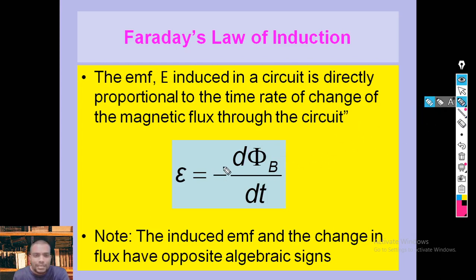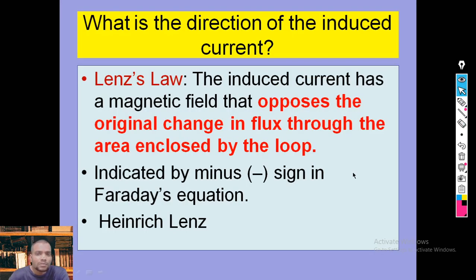Here the very important thing is the negative sign. Today I am going to talk about this negative sign. It is tricky but it is easy. The negative sign shows that the induced EMF and the change in the magnetic flux have opposite sign. To know about the negative sign, we need to know about Lenz's law.